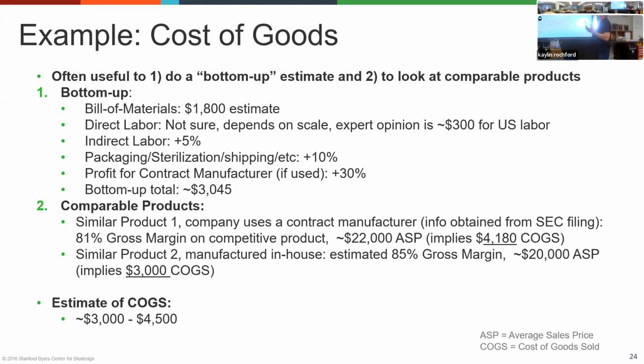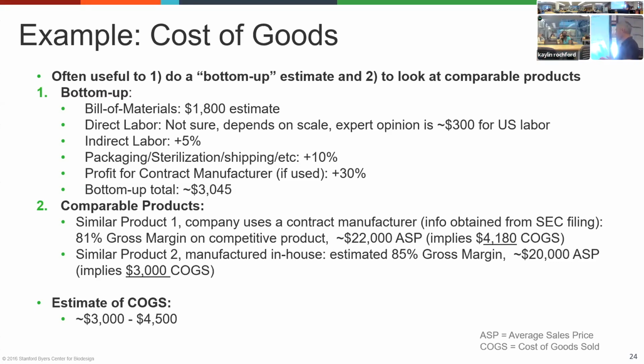Are you building it in the Bay Area where labor is really expensive, or in another part of the world where it's a little bit cheaper? Then you can also have some level of indirect labor add on top of that. And then for most devices, these things people don't always factor in early on, but you should, is things like packaging, sterilization, and shipping to get the product in sterile form to the customer. If there's a contractor, they can actually add a lot of overhead to this, in this case, about 30%. Then you get to this bottom up total of about $3,000.